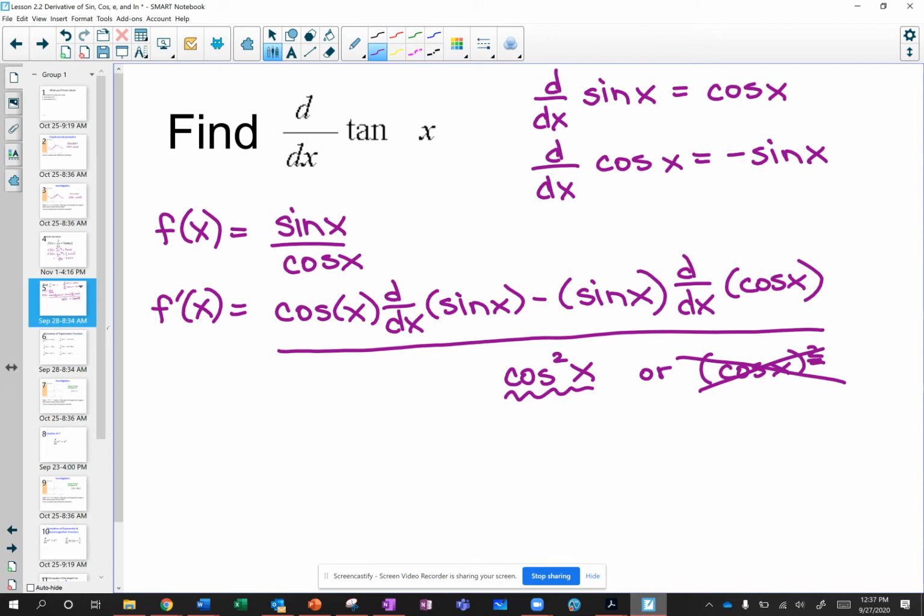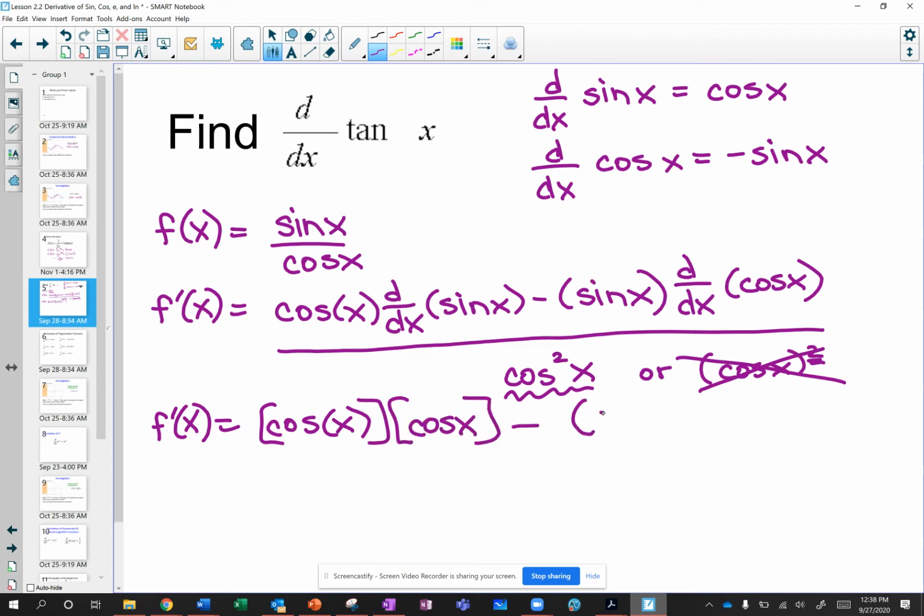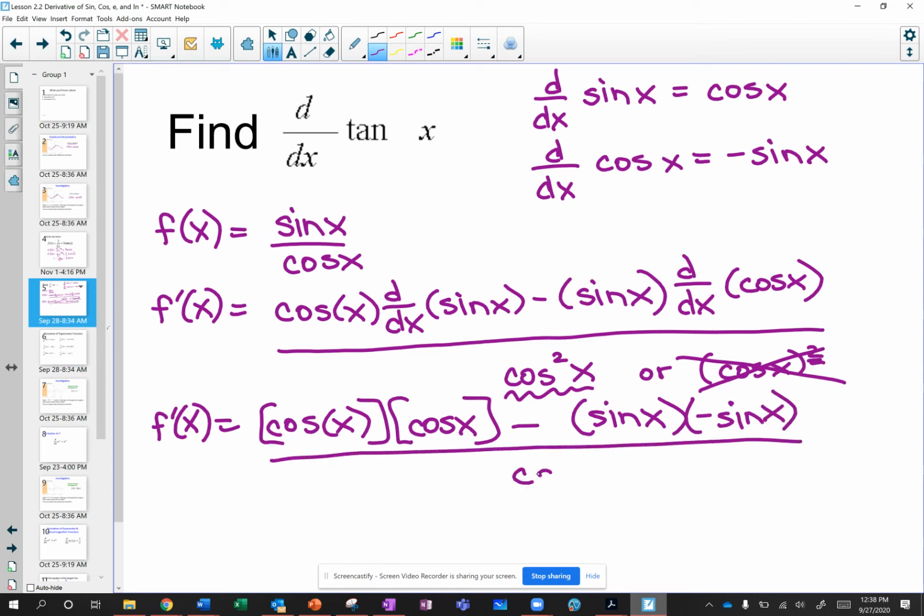So now let's simplify and find derivatives. So cosine of x, derivative of sine of x, we know is cosine of x. So I have cosine of x times cosine of x. Minus, and then we have the sine of x, and the derivative of cosine x is negative sine of x. Oh, this is looking very interesting, isn't it? And then it's all over cosine squared of x.